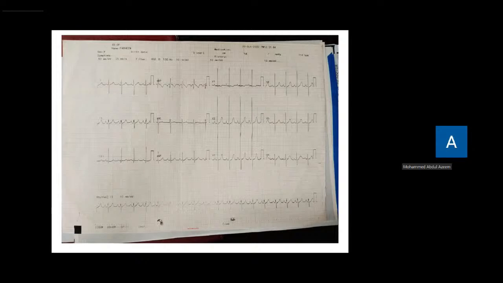Sir, if we go to the X-ray, sir, we are already. Yeah. I think we are running behind time. Yes, sir. Go to the X-ray.